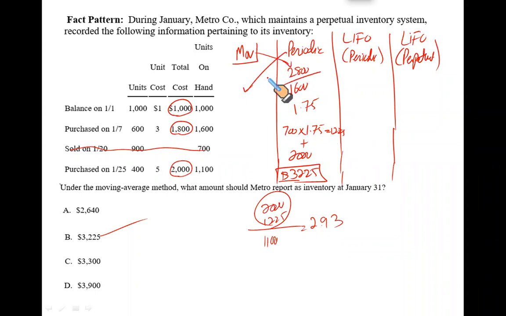Now let us do it using periodic. Periodic is straightforward, straight. I don't go for the niceties. Under the periodic method, what I do, I simply add all the items of inventory, 1,000 plus 1,800 plus 2,000, 1,000 plus 1,800, 2,800 plus 2,000, that is 4,800. 4,800 total purchase, including opening stock, for how many units? 1,000 plus 600 plus 400, 2,000 units. So this gives me an average rate of 4,800 divided by 2,000. It gives me 2.4.